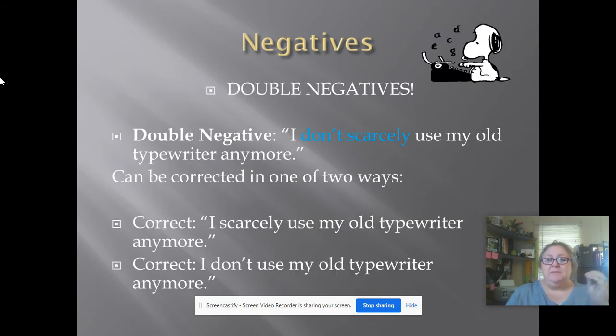Here is the meat of the lesson: double negatives. Here's an example: I don't scarcely use my old typewriter anymore. I've highlighted the words don't and scarcely. They're both negative words that should not be used together in a sentence because, remember, don't is short for do not. So we have not and scarcely together.